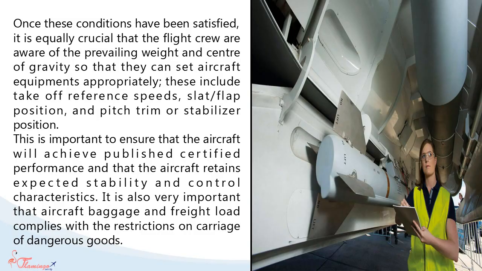Once these conditions have been satisfied, it is equally crucial that the flight crew are aware of the prevailing weight and center of gravity so that they can set aircraft equipment appropriately. These include takeoff reference speeds, slat, flap position, and pitch trim or stabilizer position. This is important to ensure that the aircraft will achieve published certified performance and that the aircraft retains expected stability and control characteristics. It is also very important that aircraft baggage and freight load complies with the restrictions on carriage of dangerous goods.